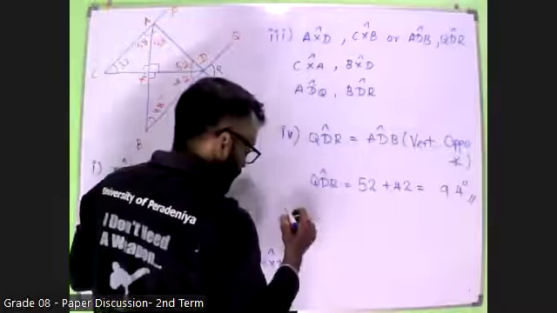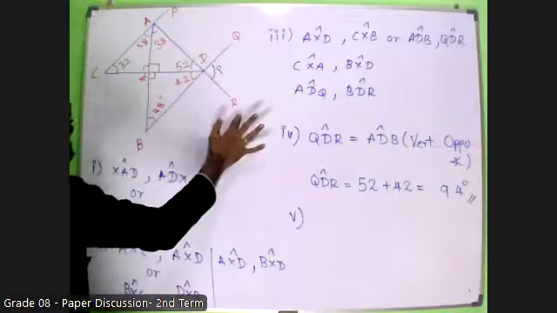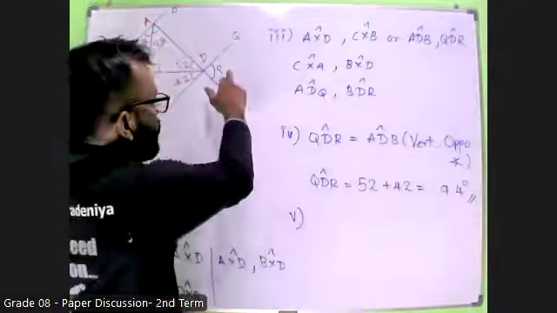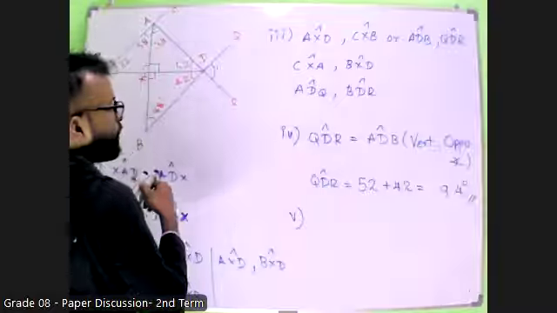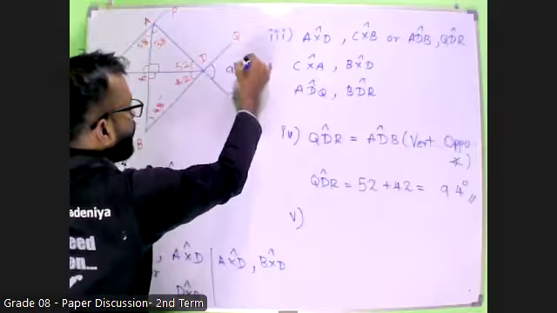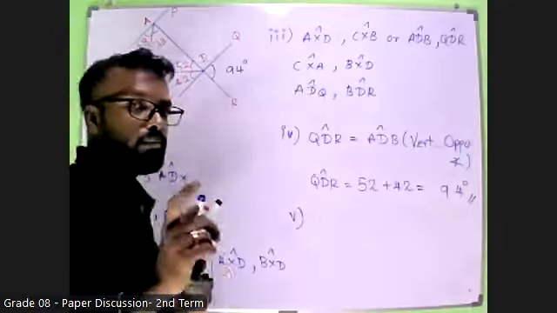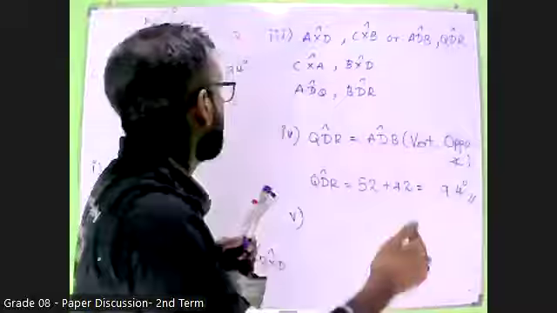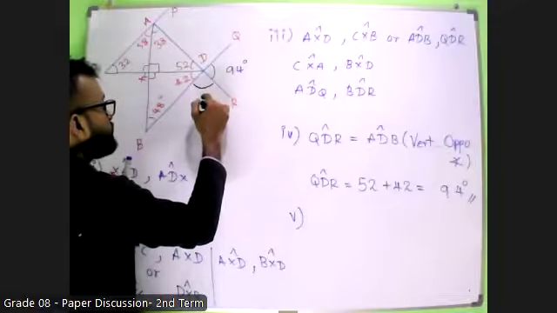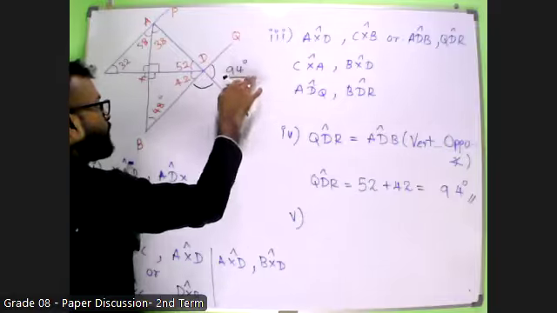Find the value of BDR. So next one, fifth one. Okay, BDR. Very easy. You know the value of QDR angle. QDR angle is 94. Now you know this 94 degrees, this angle QDR. So what can you say about B and Q? B and Q is a straight line, and this angle is supplementary to 94.